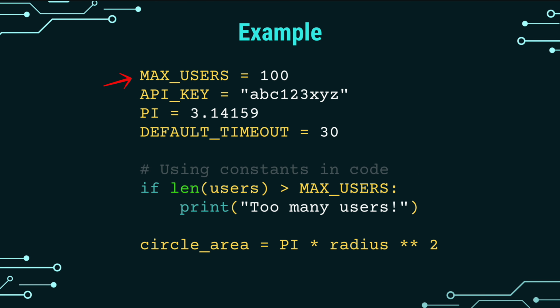Here are some practical examples. We could define MAX_USERS equals 100, API_KEY, or the value of PI. Then in our code, we can use these constants. A line like if len(users) is greater than MAX_USERS is instantly clear about its purpose. Alright, we are making great progress.